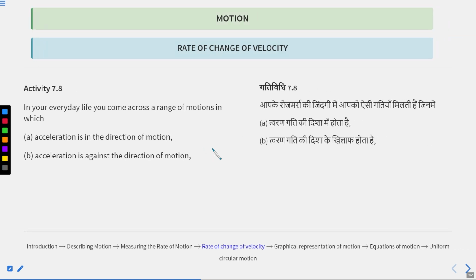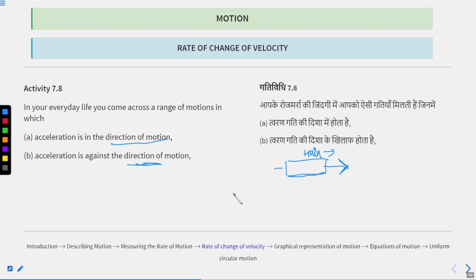Okay, let's do one activity. In your everyday life, you come across a range of motion in which acceleration is in the direction of motion and acceleration is against the direction of motion. For example, let's take a train. The train is moving forward, and its acceleration is also in the forward direction so that the train can move fast. So acceleration is in the direction of motion.